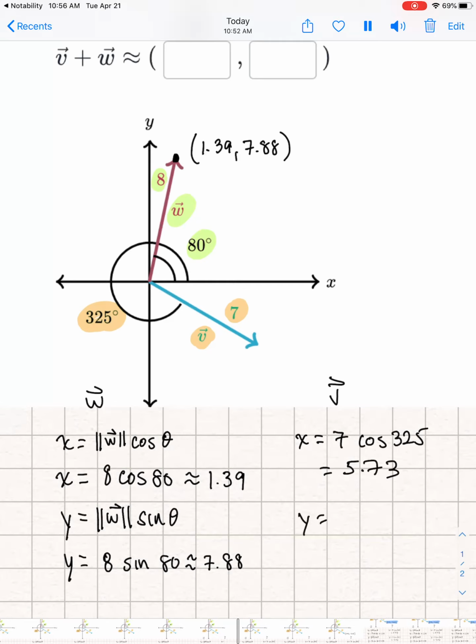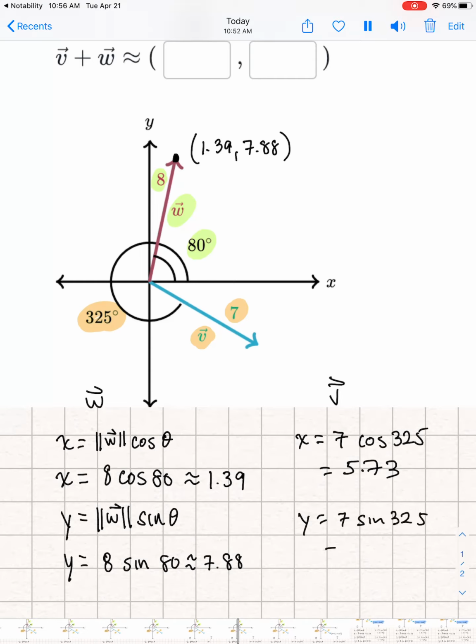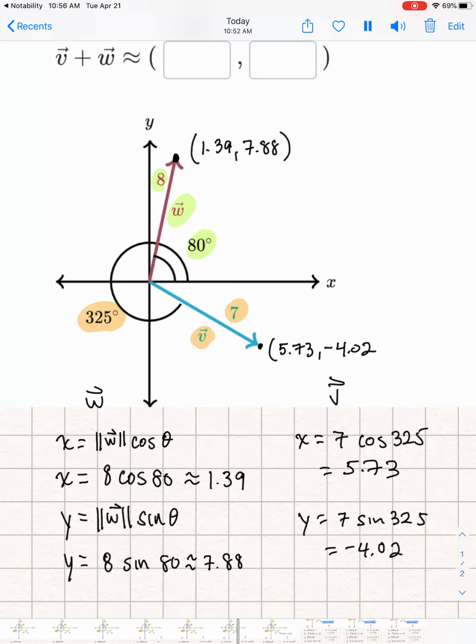And then my y is going to be 7 sine 325, and that's going to wind up being a negative 4.02. So here you could see, at this point, it should make sense that it's in the fourth quadrant: 5.73, comma, negative 4.02.